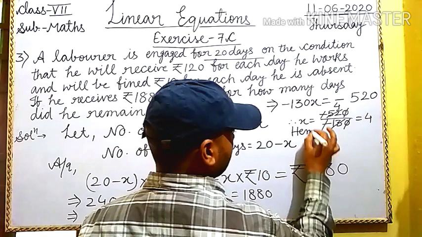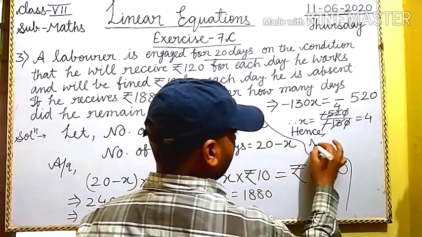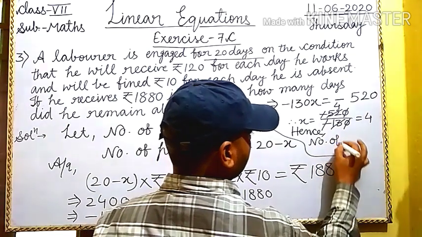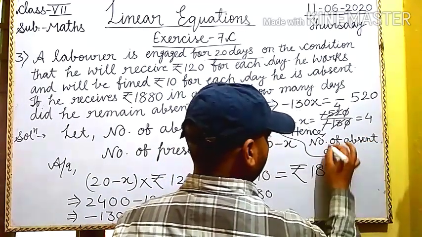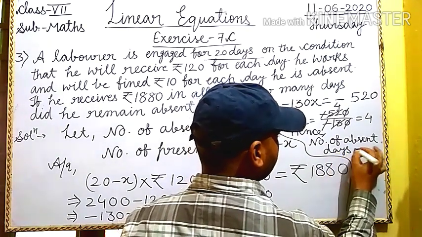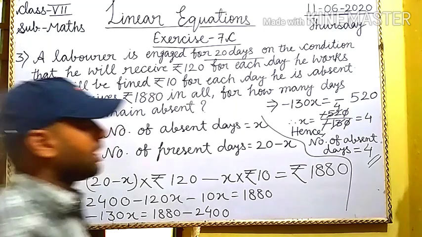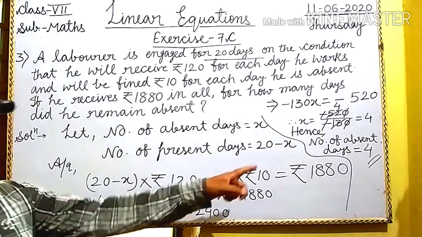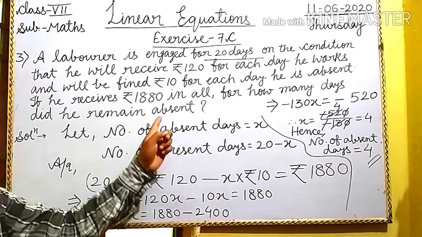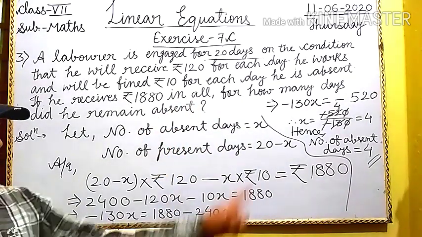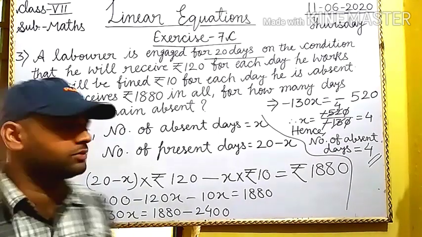Hence the number of absent days is equal to, we let x. So here x is equal to 4. Lastly we find the number of absent days is equal to 4. This is your required answer. Now let us discuss question number 4.